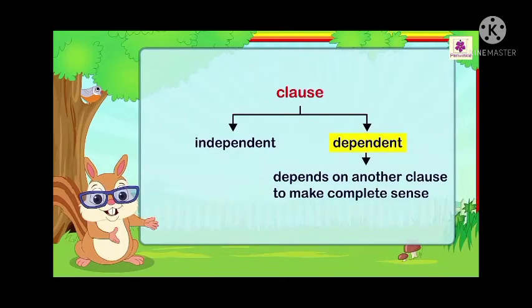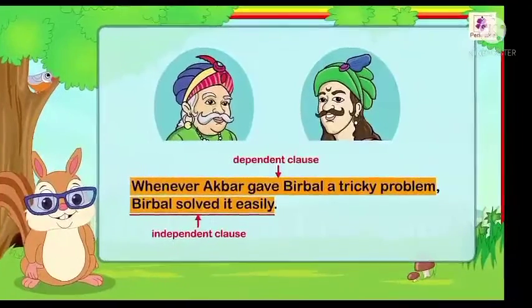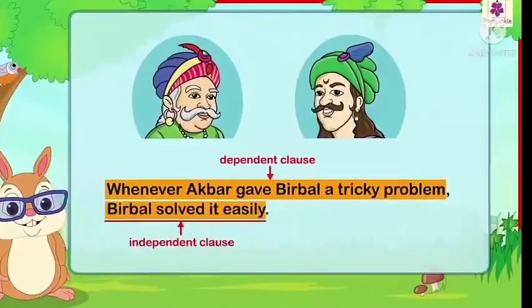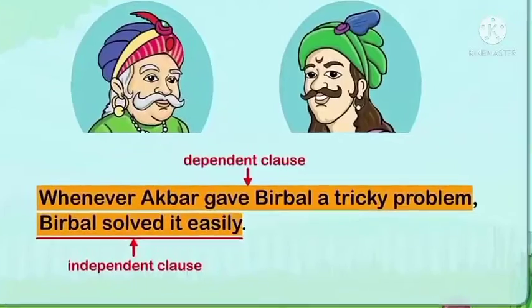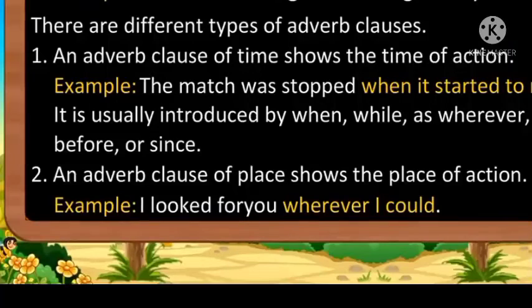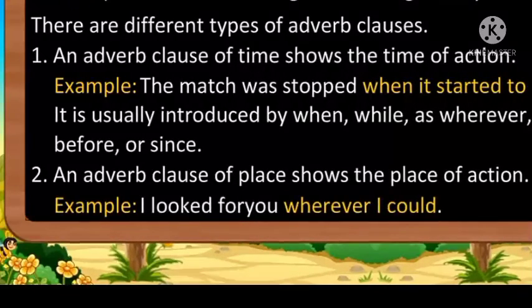Now come to the dependent clause. It depends on another clause to make complete sense. So, whenever Akbar gave Birbal a tricky problem, Birbal solved it easily. So here whenever Akbar gave Birbal a tricky problem is the dependent clause and Birbal solved it easily is the independent clause.